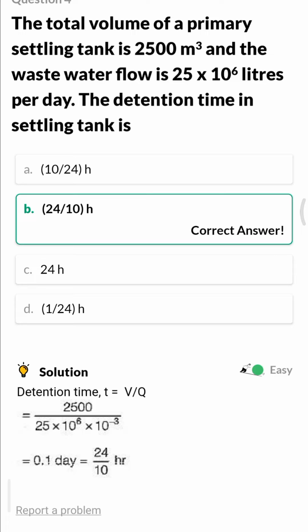The solution is detention period. The formula is T equal to V by Q. So the volume is 2500 divided by Q, the quantity, which is 25 into 10 power 6 into 10 power minus 3. We convert liters into meter cube, so we put 10 power minus 3. Solving this, the answer is 0.1 day, so that is 24 divided by 10 hours.